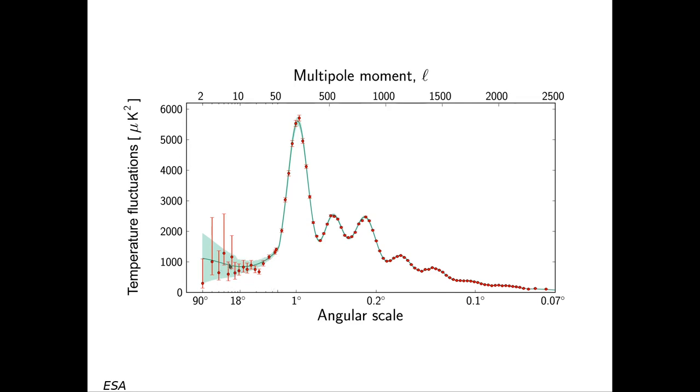Now, these are large angular scales. But it's too high. It doesn't match the data here. So temperature fluctuations on scales of 6 degrees upwards are about 10% less than predicted. So we're too low here. Something is going on that we don't understand yet.